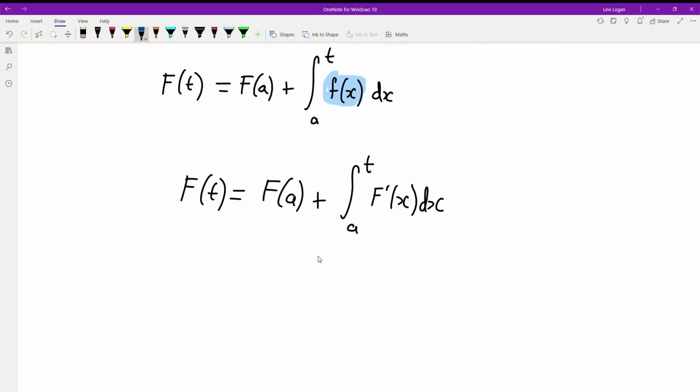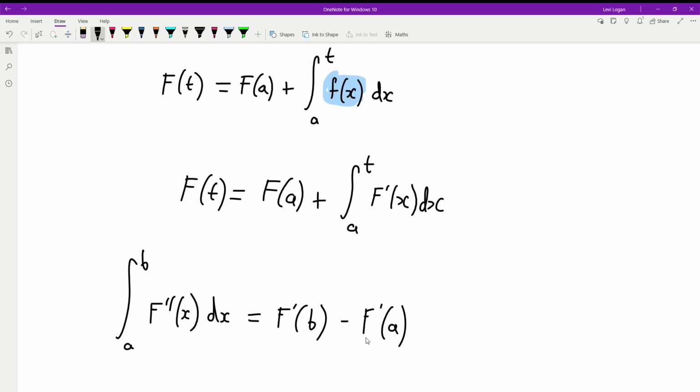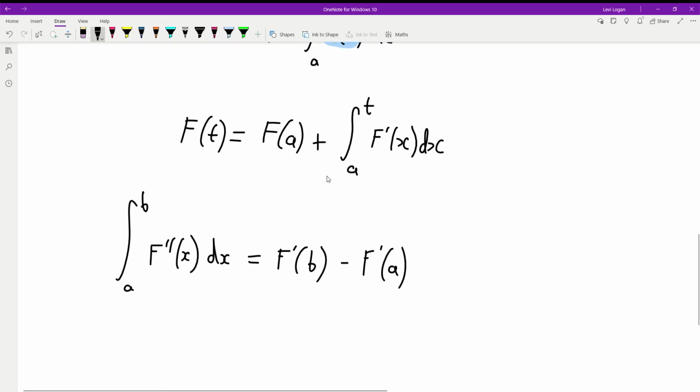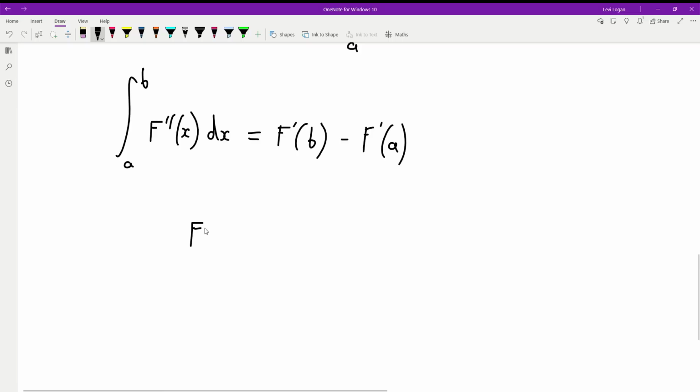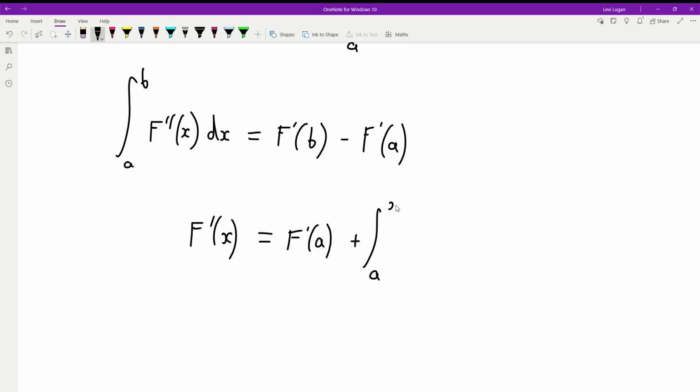So if we think of this in another way, if we have f double dash of x and we integrate between a and b, we get f dash of b minus f dash of a. Now, rearranging it like we just did with t's, f dash of x is the same as f dash of a plus the integral from a to x, but instead of t, because we've already used it, we have to use t1, so it'll be f double dash of t1 dt1.